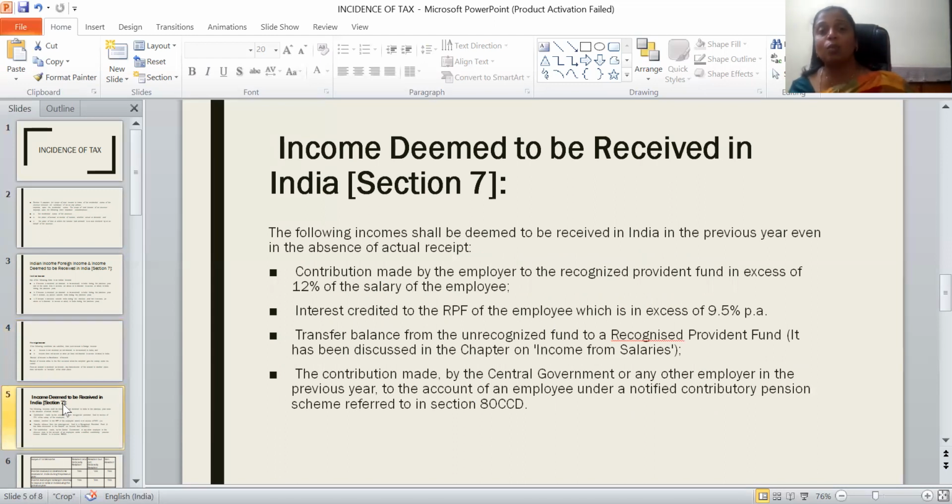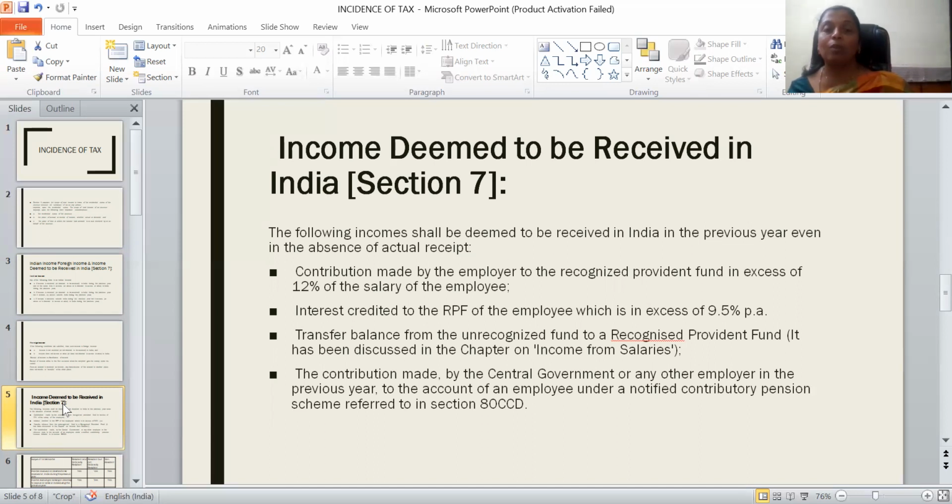So income deemed to be received in India. The following income shall be deemed to be received in India in the previous year, in the absence of actual receipts. First one, contribution made by the employer to the recognized provident fund in excess of 12% of the salary of the employee.